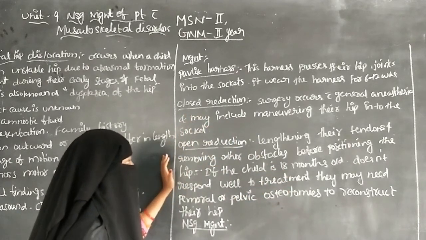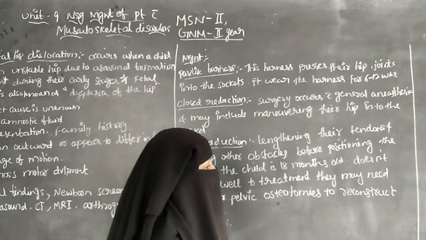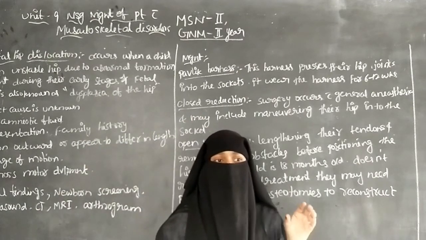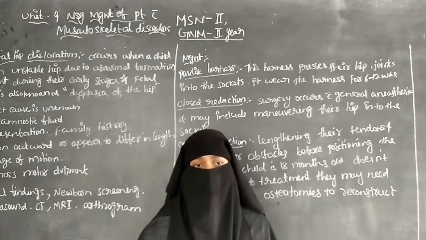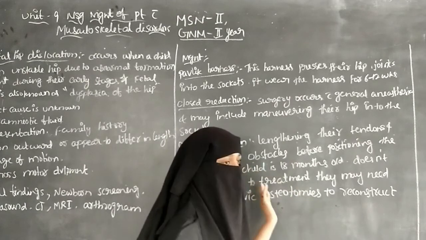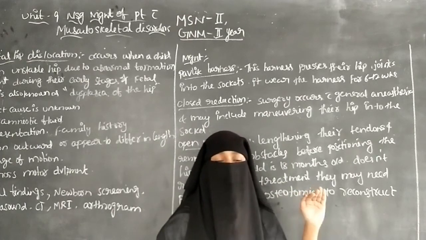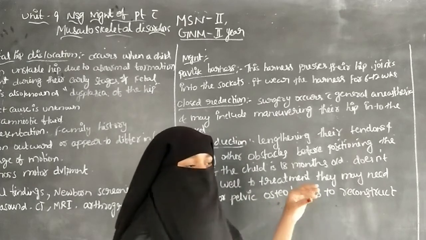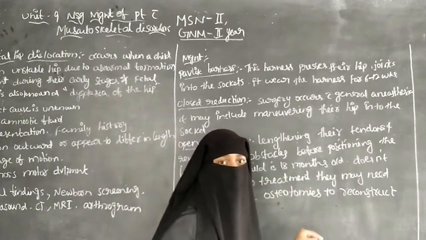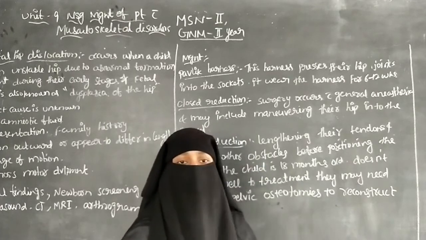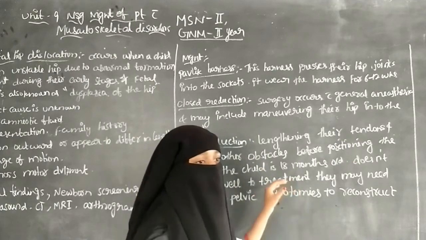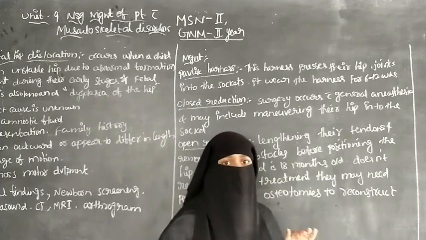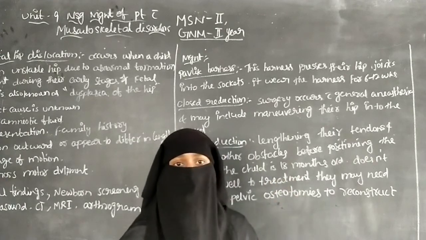The next one is open reduction. In open reduction, a small incision is made at the surgical site. Through this small incision, the hardening material can be inserted into the body, and by this material the dislocated joint can be placed into the normal position.